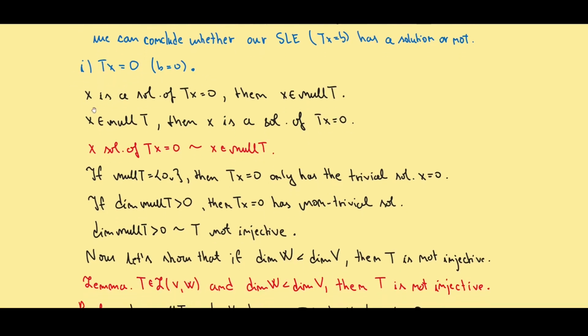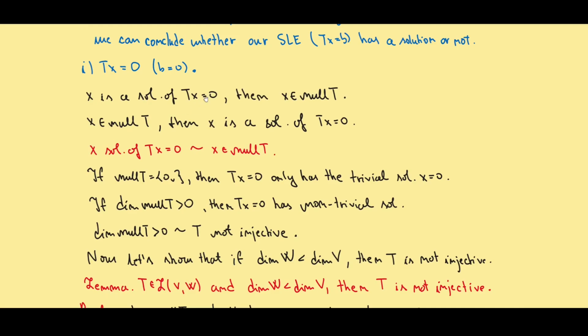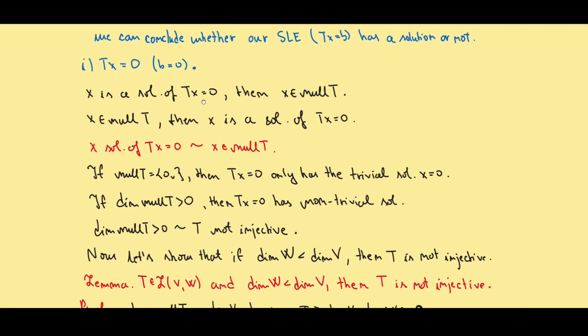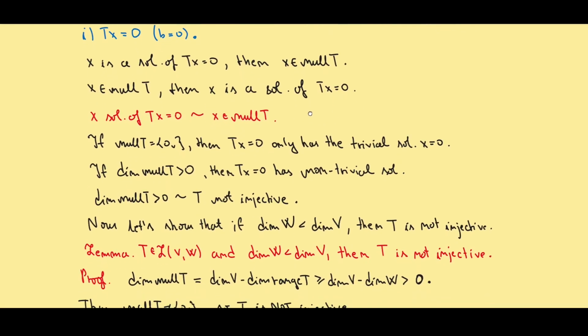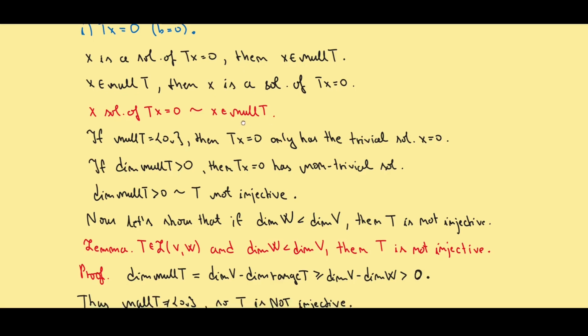So now let's notice, if x is a solution of this system of linear equations, well then x gets mapped to 0. That means that x belongs to the null space of T. And vice versa, if x belongs to the null space of T, then x gets mapped to 0, so x is a solution of T of x equals 0. So x is a solution of our system of linear equations if and only if x belongs to the null space.